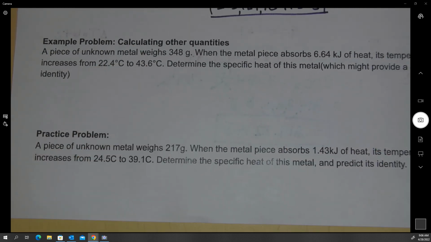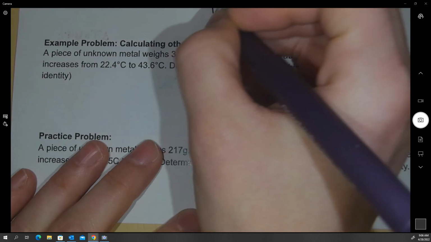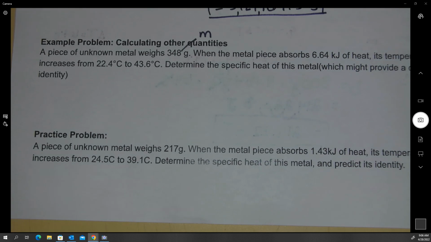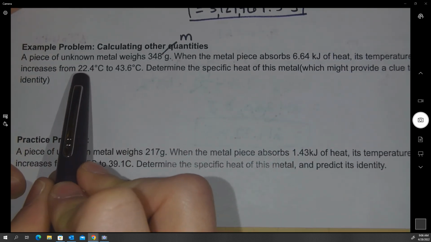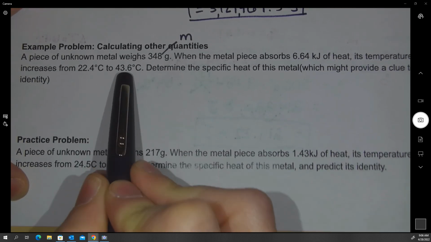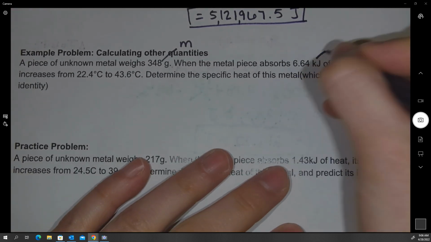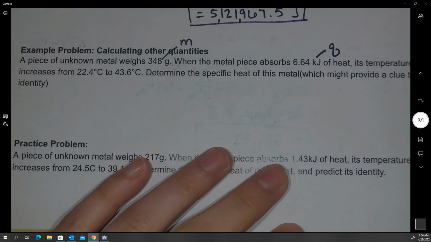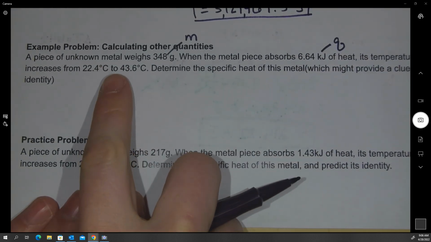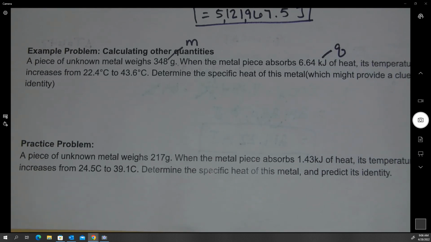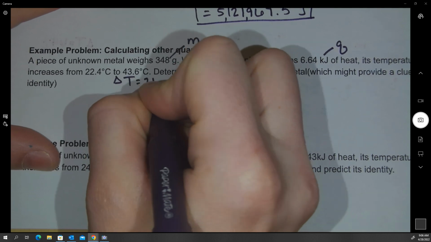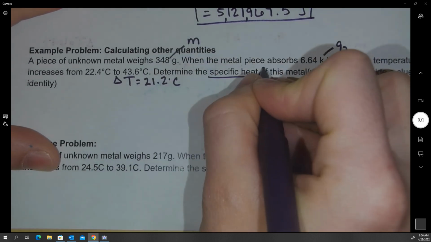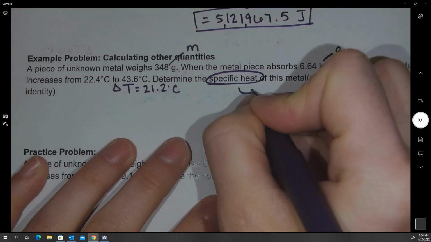So we've got an unknown piece of metal, but we know that it has a mass of 348 grams. So there's our mass. And it says when the metal piece absorbs 6.64 kilojoules of heat, its temperature increases from 22.4 to 43.6 degrees Celsius. So we've got 6.64 is our Q. 22.4 to 43.6, that's going to be a temperature change of 21.2 degrees Celsius, and it wants us to determine specific heat. So we're trying to solve for C.